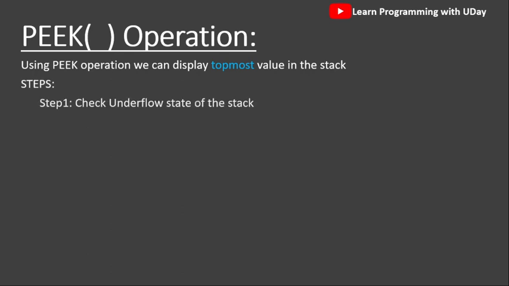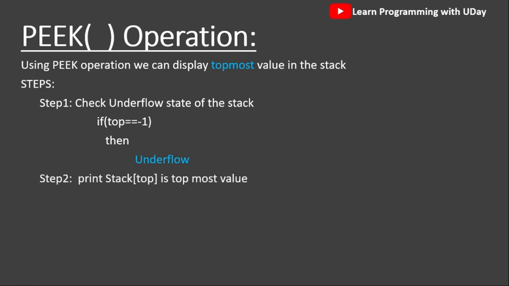First, we check for the underflow state of the stack. We check the underflow state using this if condition: top equals -1. If top equals -1, then we say that the stack is completely underflow, or completely empty, and there is no topmost value in this stack. If this condition fails, then we go to the second step, and here we simply print stack of top, which is the topmost value, because top is the variable connected to the topmost value of the stack.